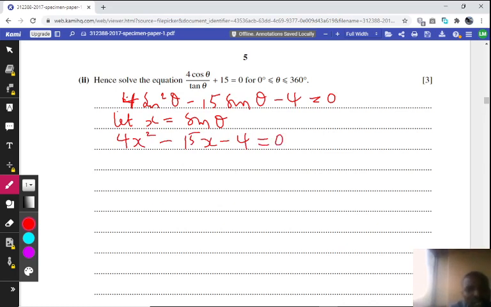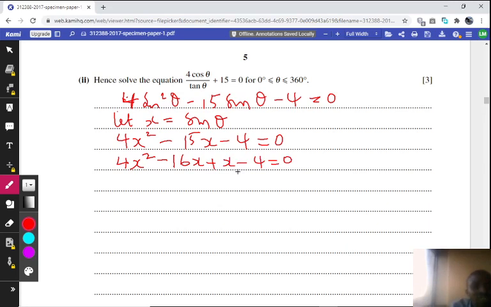Factorize this one: 4x squared minus 15x minus 4. You find two numbers which when you multiply give minus 16x squared, and when you add give minus 15x. Which are the numbers? The numbers are minus 16x and plus x. So you place the middle term as minus 16x plus x, minus 4 equals 0.